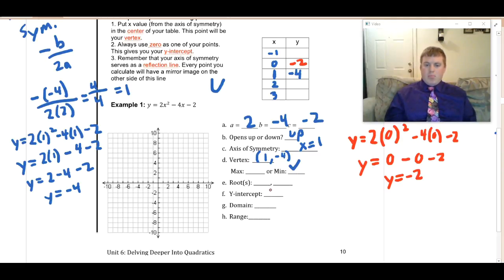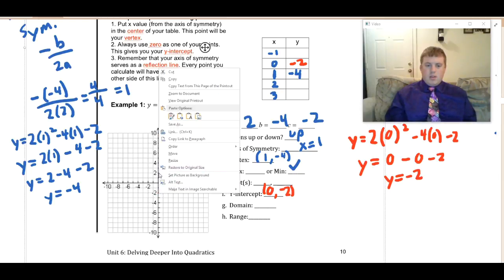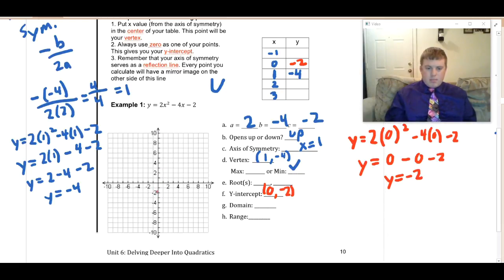So I can actually go ahead and plug this part in here, 0, negative 2. And I can also add a point to my graph, 0, negative 2. Alright, and it doesn't look like my last point stayed, so let me regraph that one as well. We had 1, negative 4 earlier.